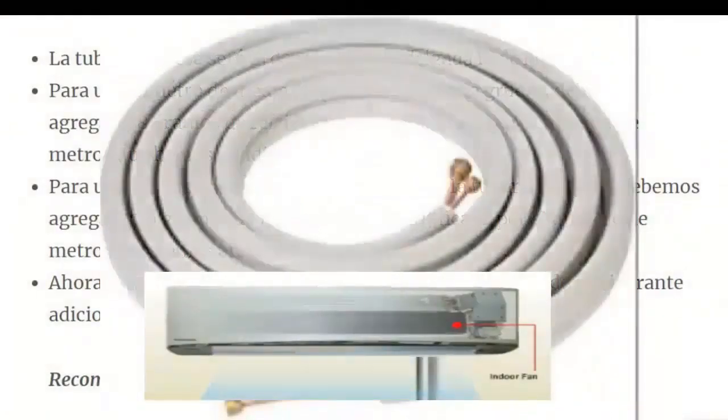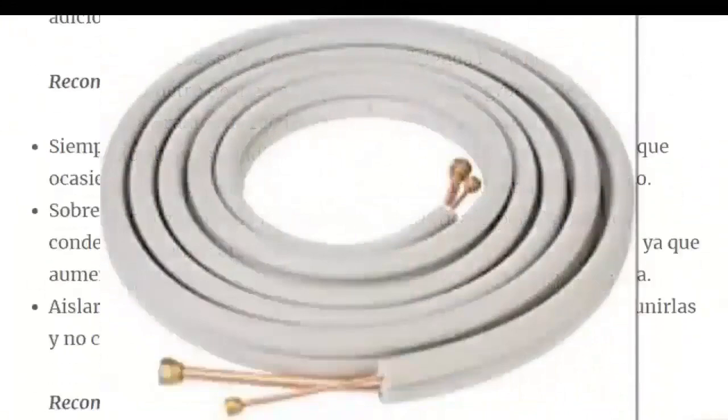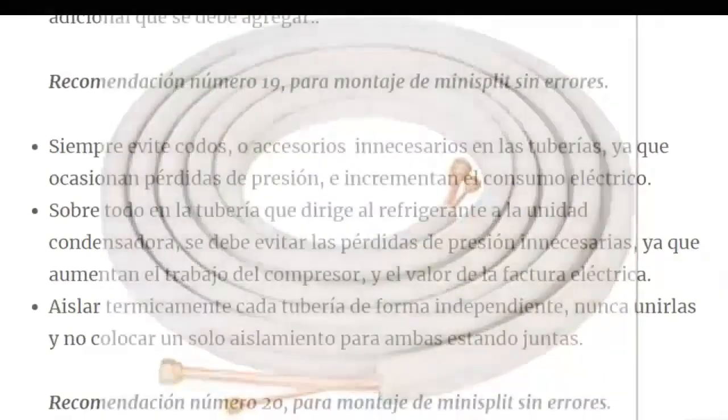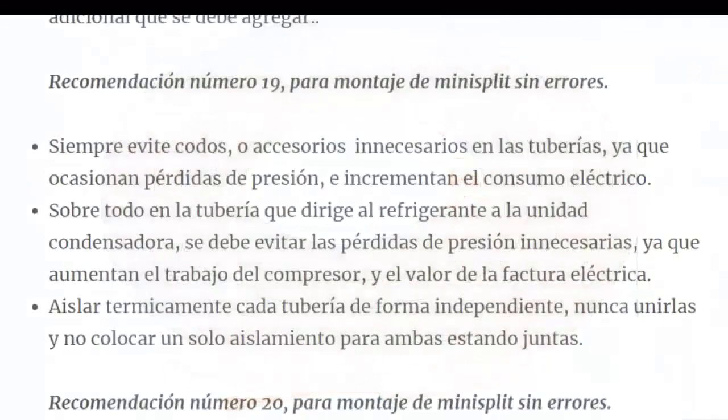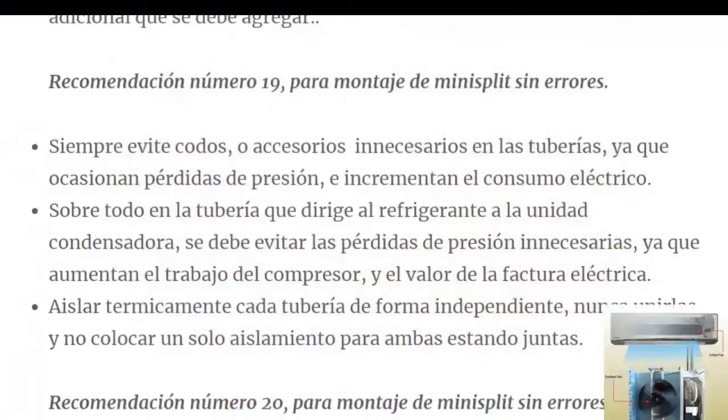Error 5. Insulation of the air conditioning pipes. Solution. Each pipe must have its own independent insulation, one from the other, to avoid heat exchange between pipes.